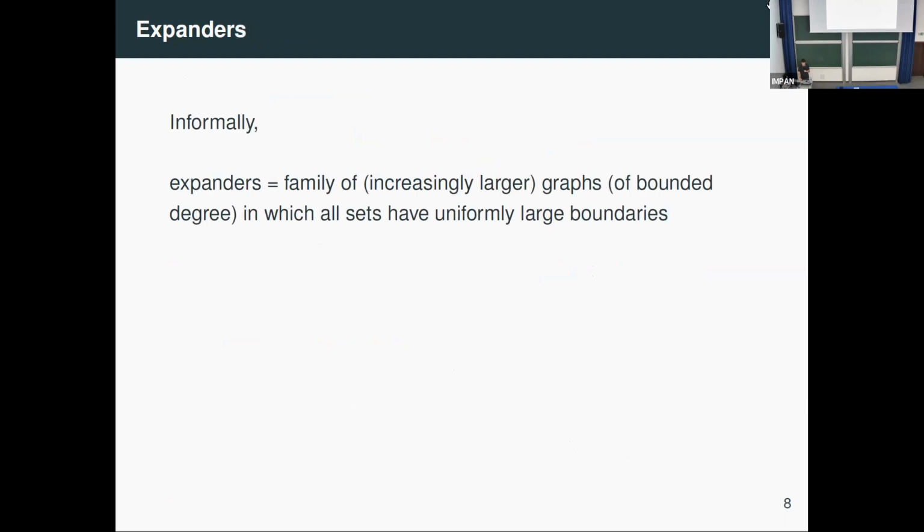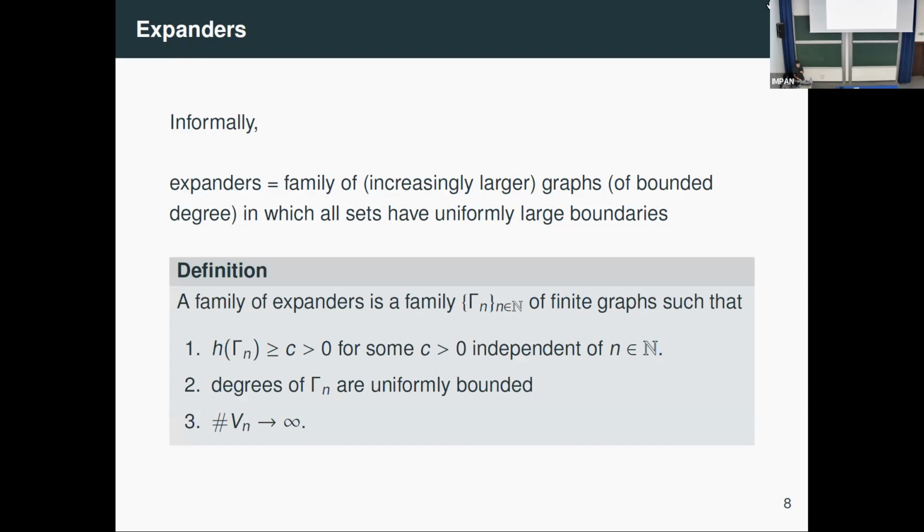Okay, so this is what expanders are. Informally, these are families of increasingly larger graphs of bounded degree in which all sets have uniformly large boundaries. And here's the formal definition. These Cheeger constants have to be greater than or equal to some uniform positive constant C. The degrees are uniformly bounded and the number of vertices grows to infinity.